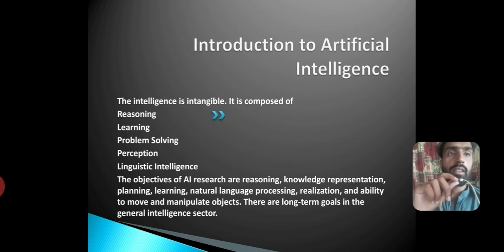Introduction to artificial intelligence. The intelligence is intangible. It is composed of reasoning, learning, problem solving, perception, linguistic intelligence. The objectives of AI research are reasoning, knowledge representation, planning, learning, natural language processing, perception, and ability to move and manipulate objects. There are long-term goals in the general intelligence sector.